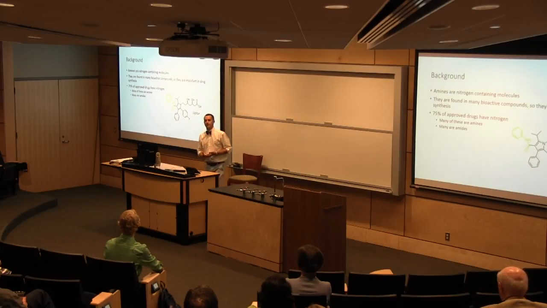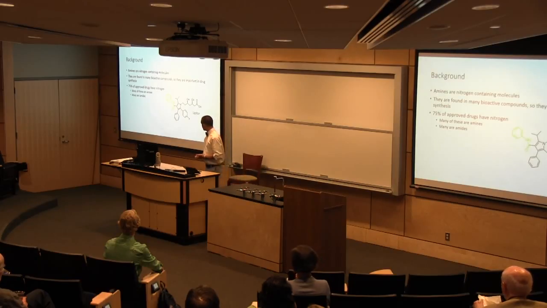The green nitrogen is found in a different nitrogen-containing functional group called an amide. And in my reactions, I'll be making both amides and amines. That's the black nitrogen.